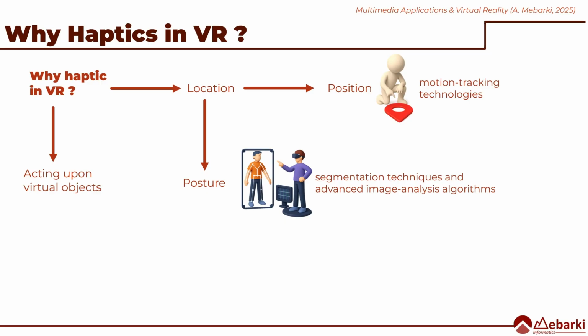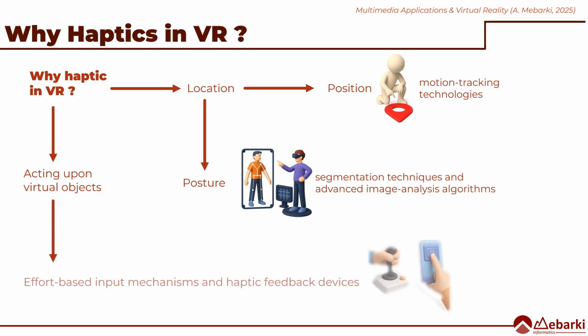To act upon virtual objects, VR systems rely on effort-based input mechanisms and haptic feedback devices. These technologies allow users not only to manipulate elements within the virtual environment, but also to receive tactile or force-related responses that simulate real-world physical interactions. This reciprocal loop of action and feedback significantly enhances realism, precision, and immersion.